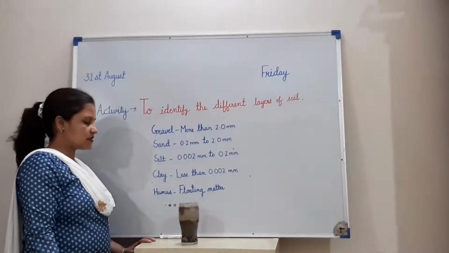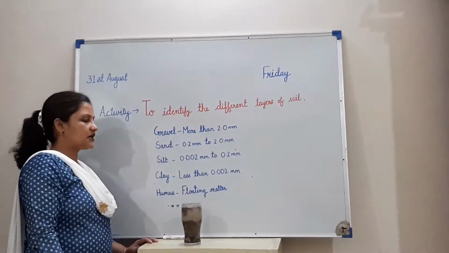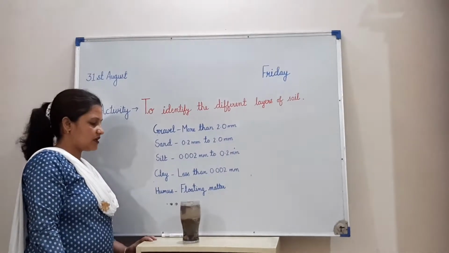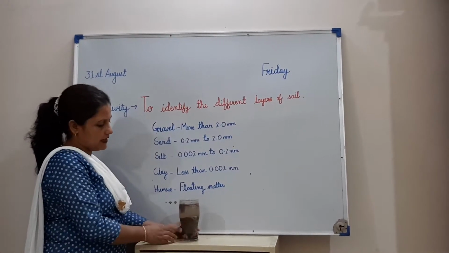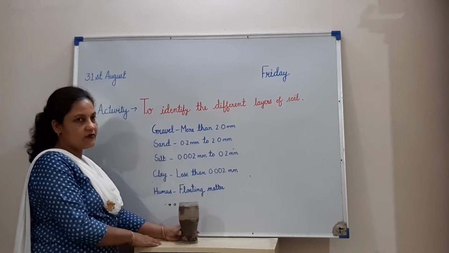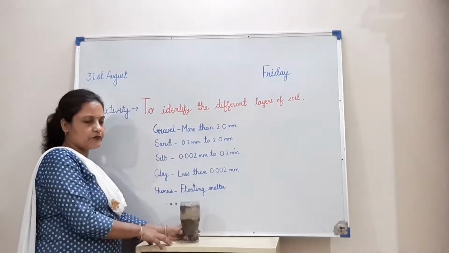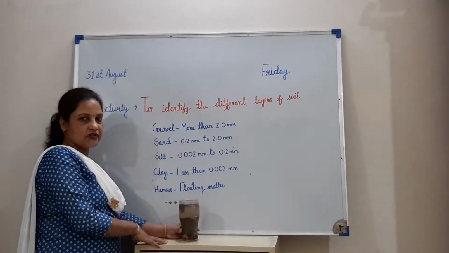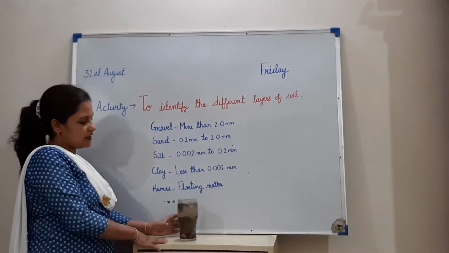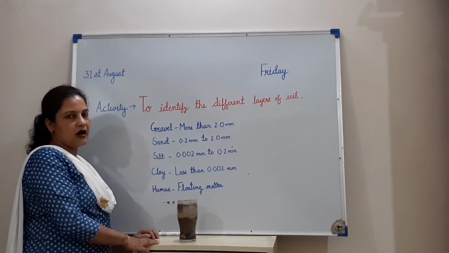We have to collect a sample of soil from the garden or from the park and put the sample of soil in a glass having water. Then we have to stir the mixture, and then we keep the glass for a few hours.